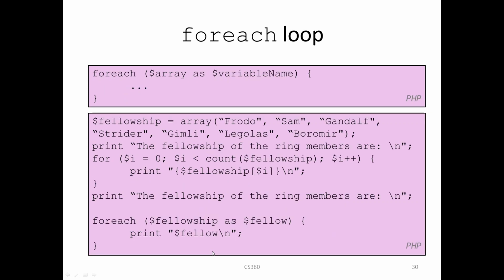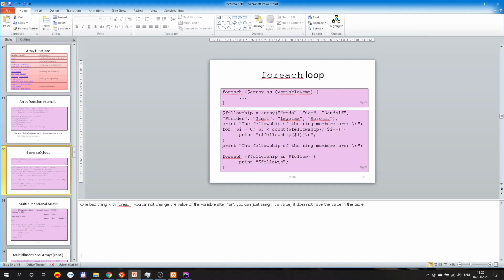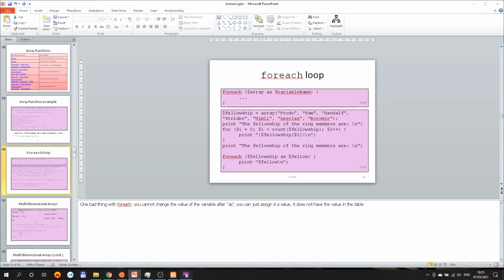There's one other way of iterating through the arrays. It's an easier way of iterating through the arrays, which is the for each loop. So you can write the collection first and then the item. So let's do some example with this.